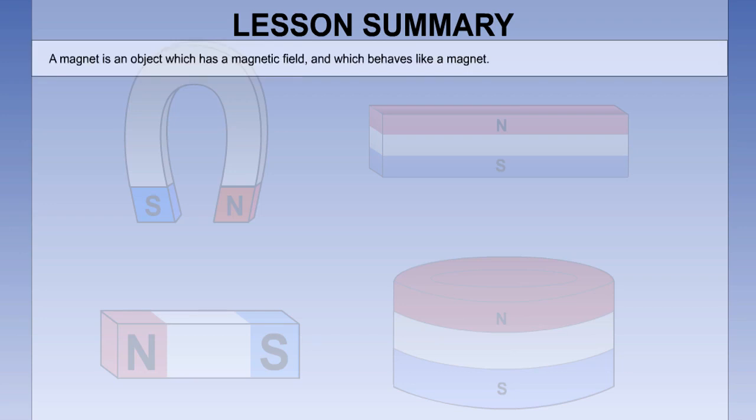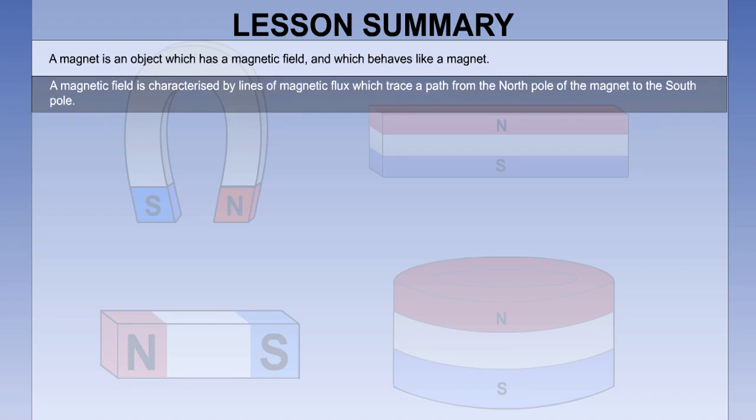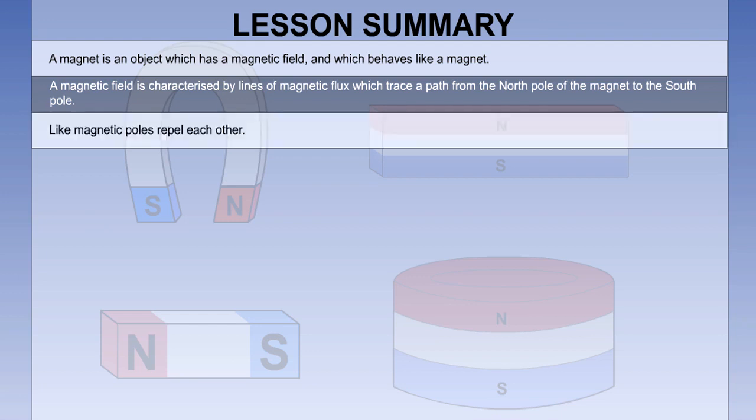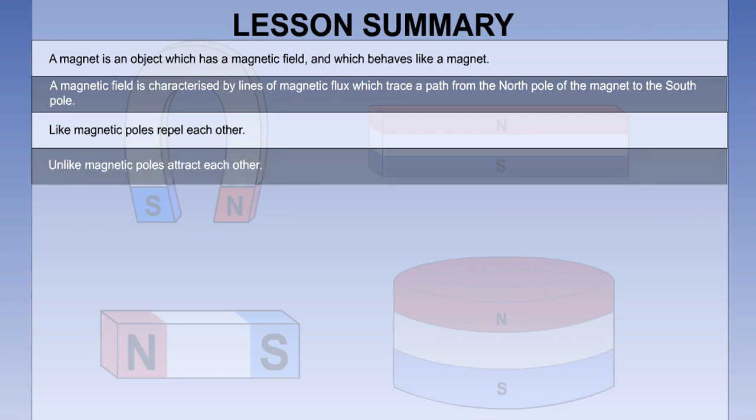A magnet is an object which has a magnetic field, and which behaves like a magnet. This magnetic field is characterized by lines of magnetic flux, which trace a path from the north pole of the magnet to the south pole. Like magnetic poles repel each other. Unlike magnetic poles attract each other. For example, the north pole on one magnet will attract the south poles of any other magnets that are brought close to it.